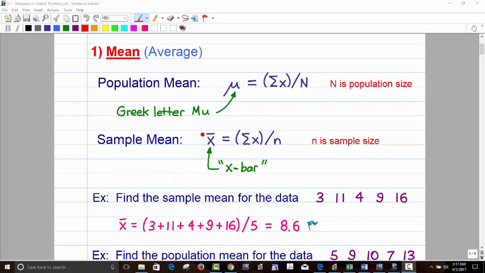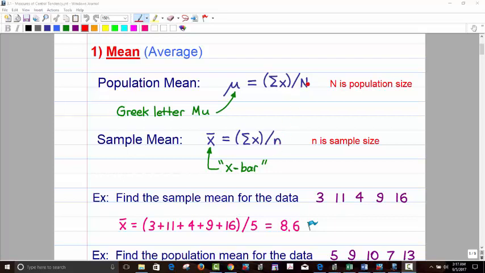Now, anytime we're talking about a sample, this is the notation that we'll run across. It's a little x with a line across the top of it, and we just call that x bar. So anytime we see x bar, that represents the sample mean. Once again, you're adding the x's, and you're still dividing by a sample size, but they use lowercase n for sample mean. But you're still adding them up and dividing by how many you have.